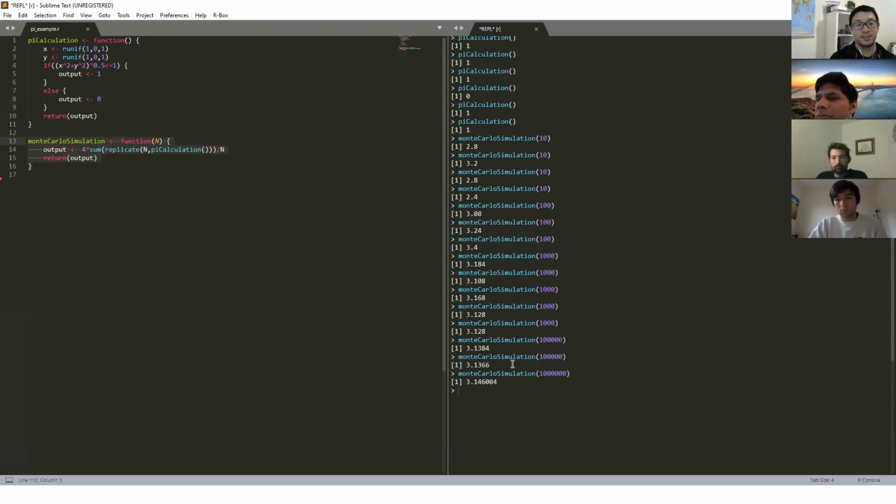And so, there you have it. It's a nice little small example of a famous application of a Monte Carlo, where your inputs are your x and your y, and they're just created as uniform distributions.